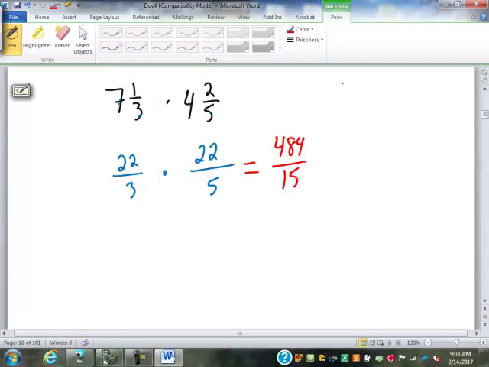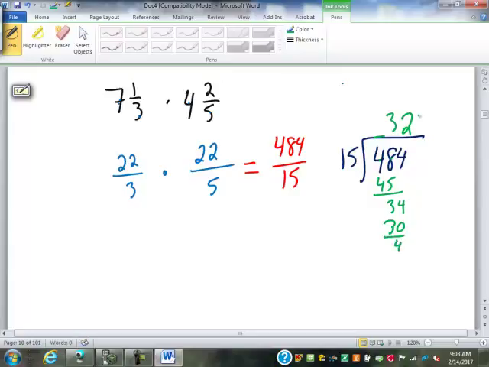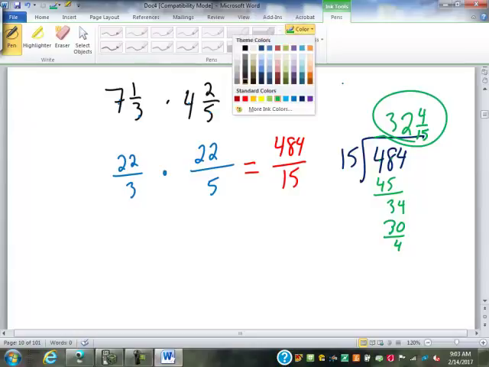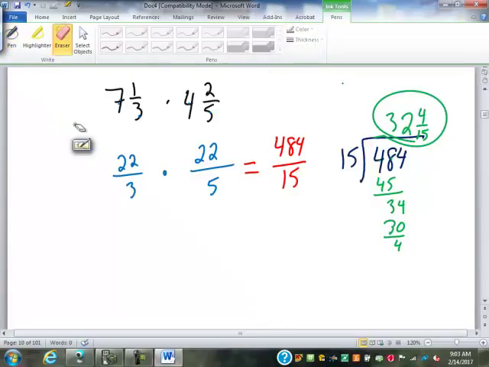3 times 5 is 15. And now we do have to go through breaking that back into a mixed number. Does 15 go in 4? Nope, so leave it blank. 15 and 48. 3 times 15 is 45. That's 3, bring down the 4. 15 into 34. 2, that's 30. There's 4 left over. 32 and 4/15. Works for me. Any questions?